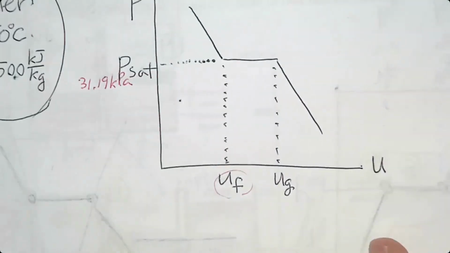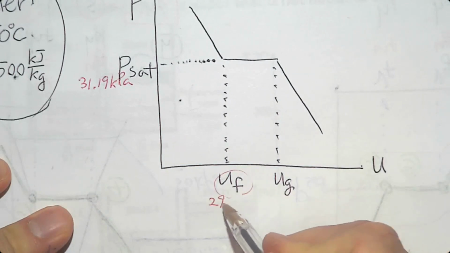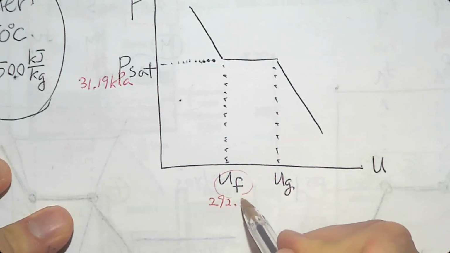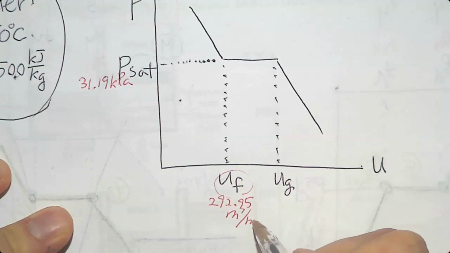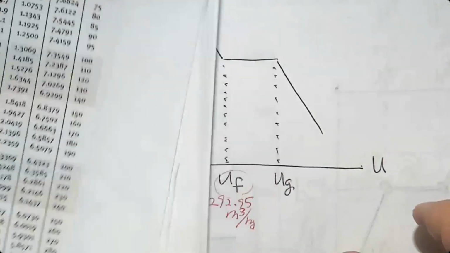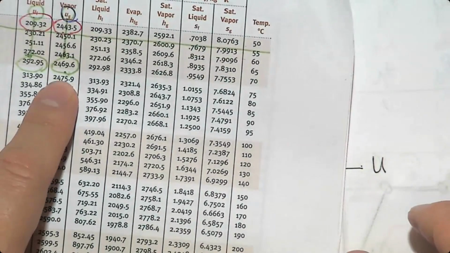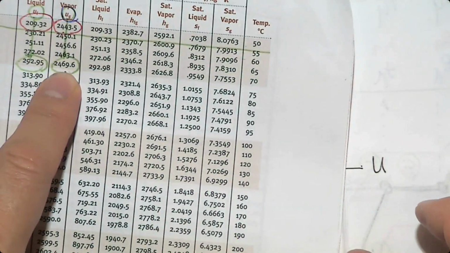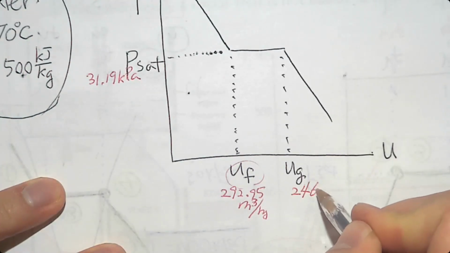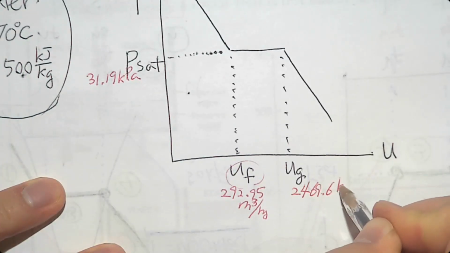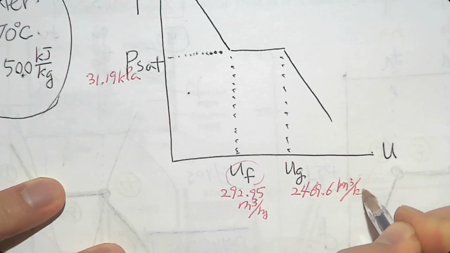What about UF? 292.95. 292.95 cubic meters per kilogram. UG, 2469.6. 2469.6 cubic meters per kilogram.